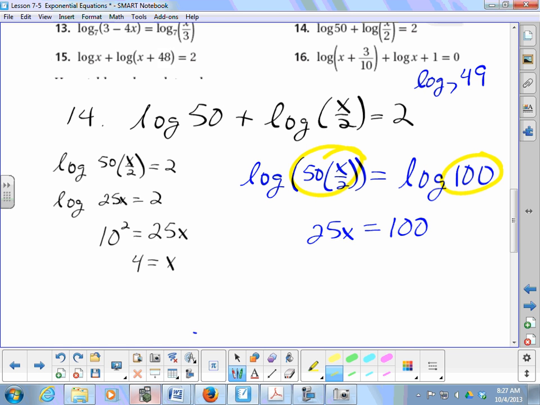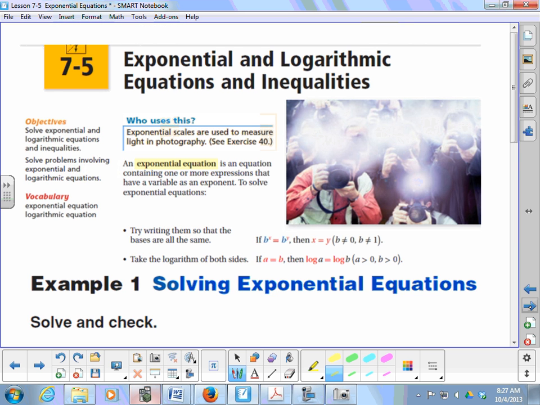So exponential equations, okay, get the same base if we can. If we can't, we take the log of both sides. Logarithmic equations, we need to simplify it so that I have a single logarithm on both sides or just on one side. Okay? And then I can switch it to exponential form. All right. Any other questions on those?